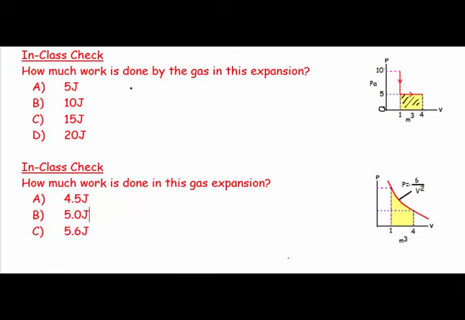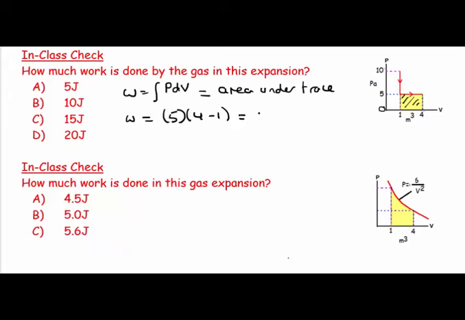So we can say, in general terms, work done is equal to the integral of P dV, not V dP. It's got to be a change in volume. And in this case, we can see it's the area under the trace. So the work done in this case would be just this rectangular area. This would be 5 times (4 minus 1), which equals 5 times 3, which equals 15 joules. So the work done is 15 joules in this first case.